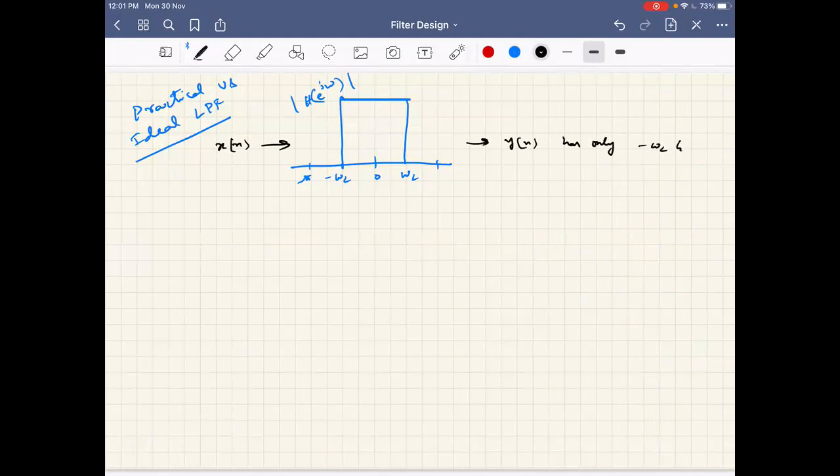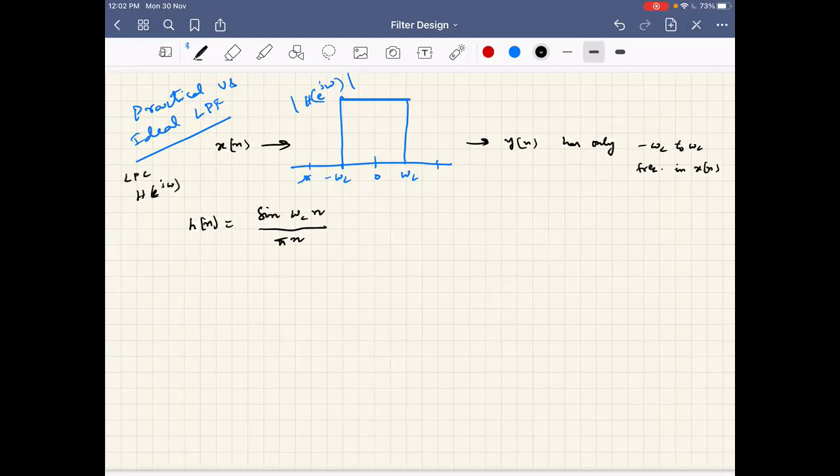Only the minus omega c to omega c frequencies of x of n, that are there in x of n. Now assume that you wish to design such a filter. Can you please tell what will be the time domain impulse response of this filter h of e power j omega given by this? If you recall, this is a rectangular spectrum, and then in the time domain what we have is a sinc, sine omega c n by pi n. So this is the time domain impulse response corresponding to the given h of e power j omega.